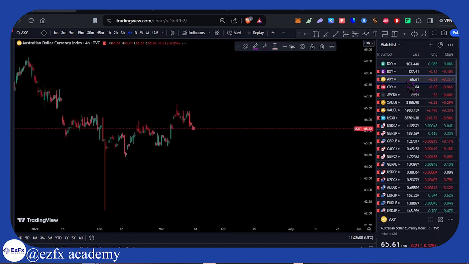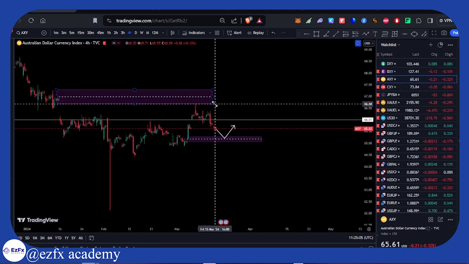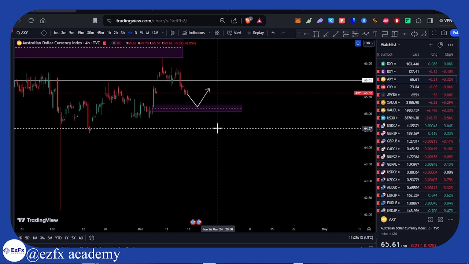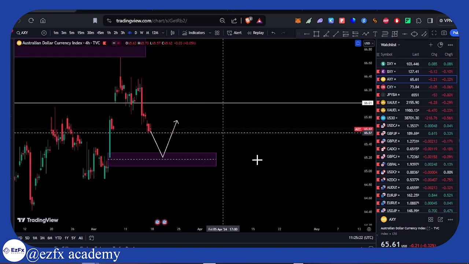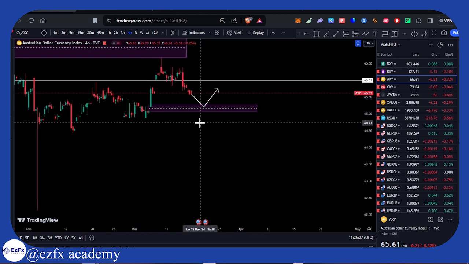Next up, let's look at AXY, the Australian dollar currency index. Again, as we were expecting last week, we expected some level of weakness, and we got to see that play out quite nicely. For this coming week, I'll be expecting strength from AXY, and as you can see, I'm having a sell to buy. The arrow is indicating a sell to buy. My reasoning is that we have this fair value gap around here, and I'm watching out for the possibility of price coming to clear the liquidity from that fair value gap before going towards the upside for that buy.